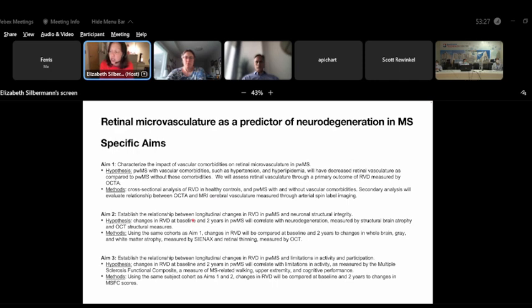Aim 2 is then to look longitudinally at the retinal microvasculature in people with MS and measures of brain atrophy, and see whether changes in the vasculature correlate with changes in whole brain atrophy as measured through our MRI at baseline and 2 years. And in aim 3, we're looking at the relationship between those longitudinal changes in the retinal microvasculature and limitations in activity or measures of clinical disability.